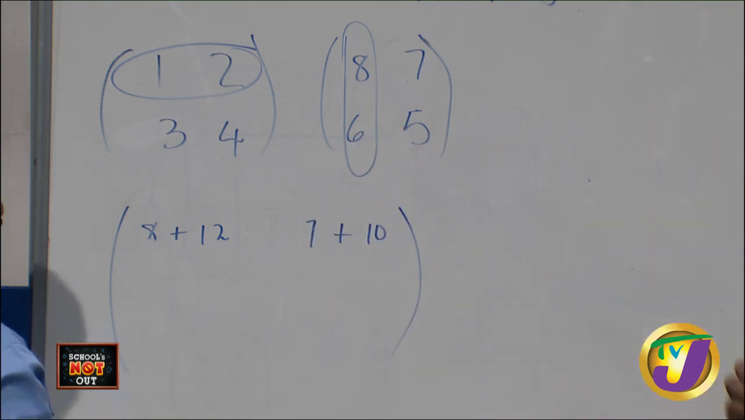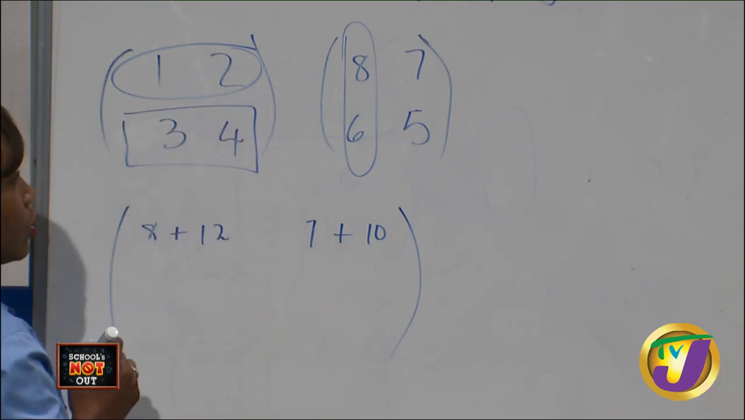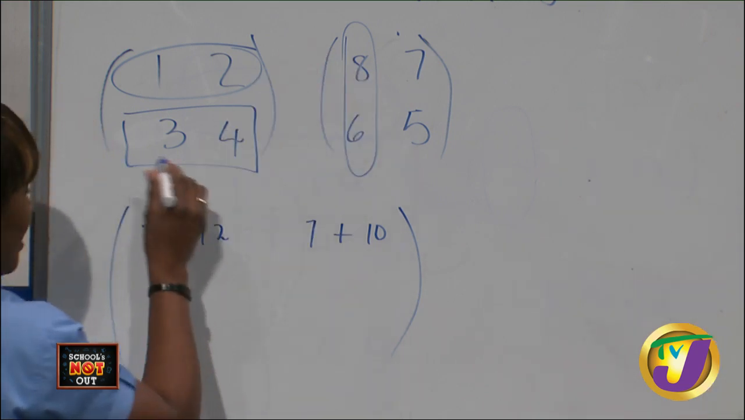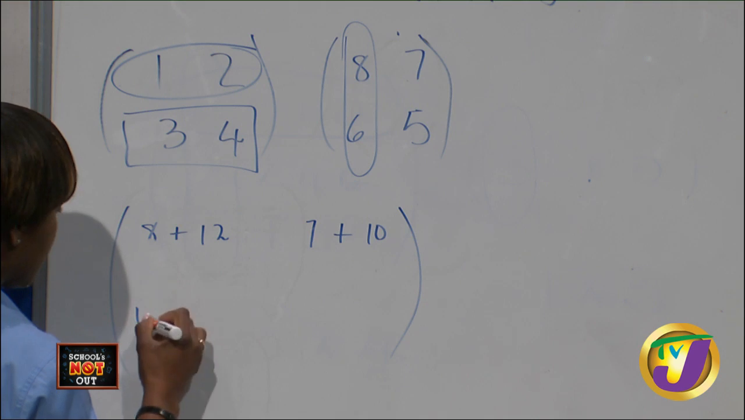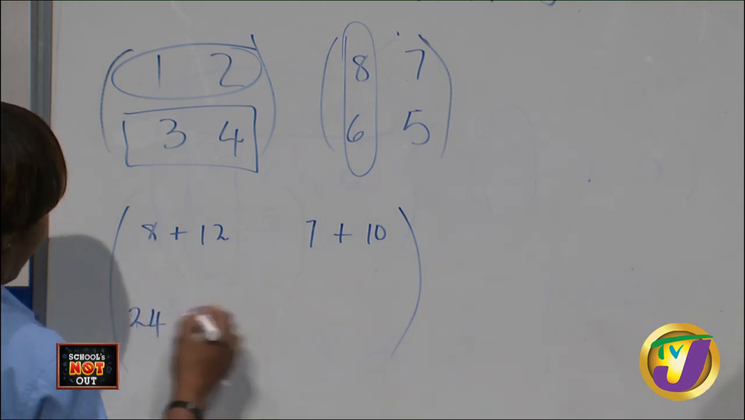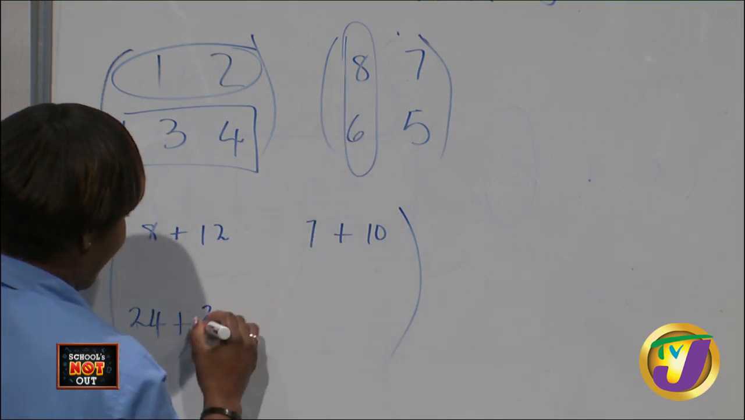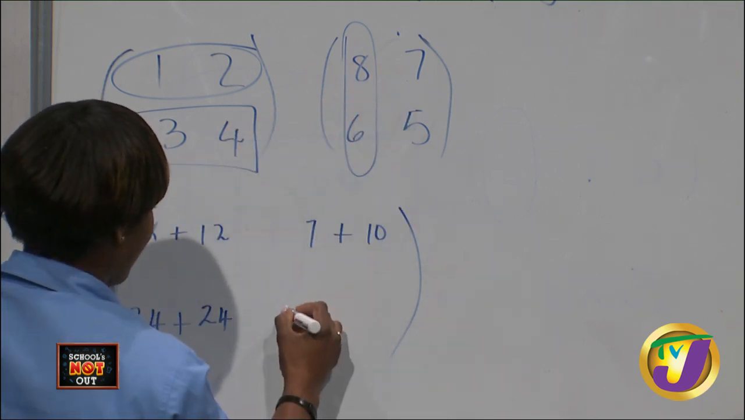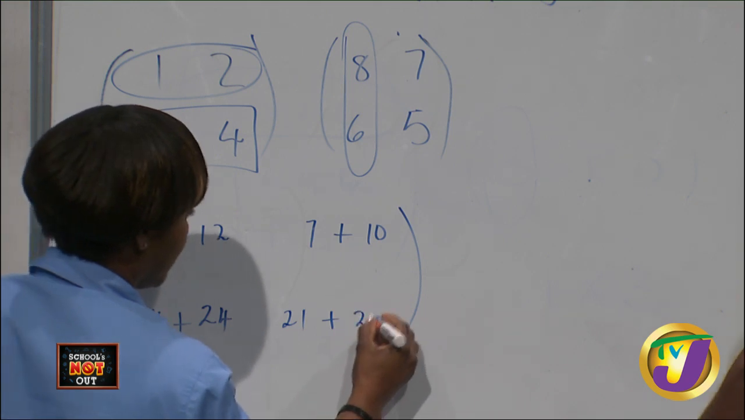Beautiful. So now we're at row 2, and column 1 now. Let's do column 1 first. So 3 multiplied by 8 gives us 24. And 4 times 6 gives 24 again. And then 3 times 7 gives us 21. And 4 multiplied by 5 will give us 20.